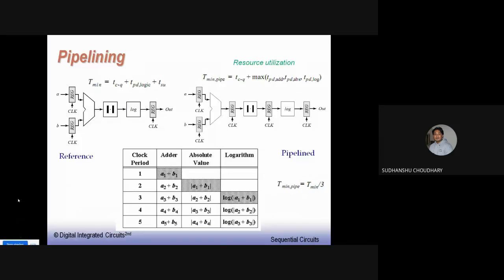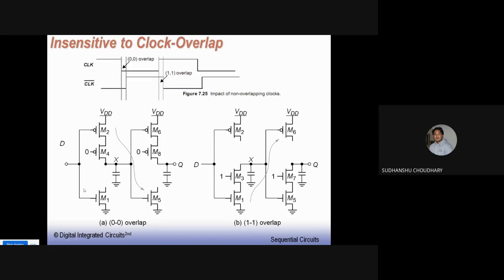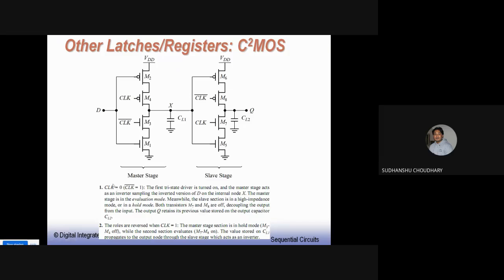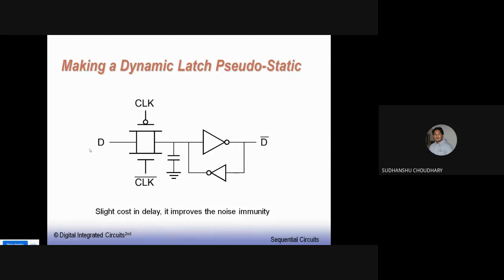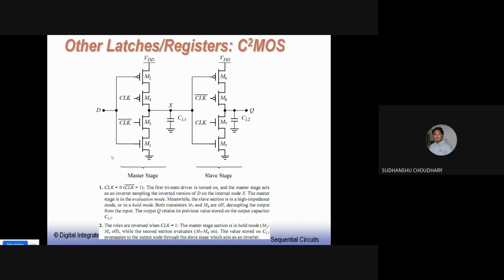So in the previous lecture, we had seen how to implement dynamic latches and also static latches. We saw that in the static latch, the data is stored in some loop, and in the dynamic latch, the data is stored temporarily on some capacitor. And then we saw some styles of making these dynamic latches. For example, the C square MOS latch we had seen, which requires two non-overlapping clocks.